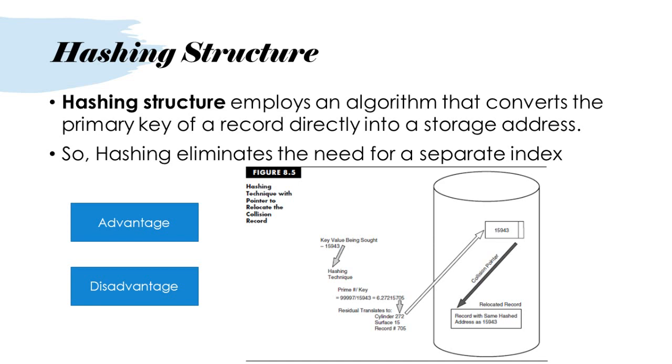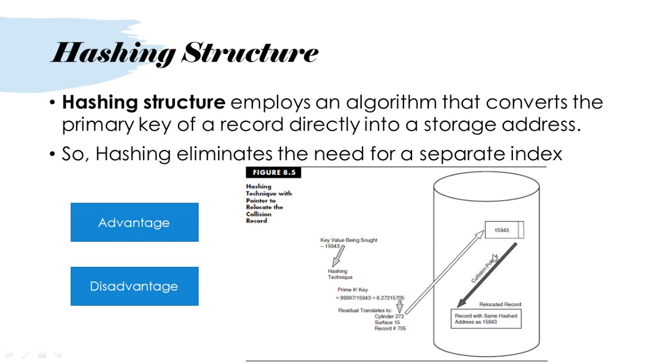But the hashing structure has two disadvantages. The first is that this technique doesn't use storage space efficiently, and the second is the reverse of the first. Different record keys may generate the same or similar residual, which translates into the same address. This is called a collision because the record cannot be stored at the same location.